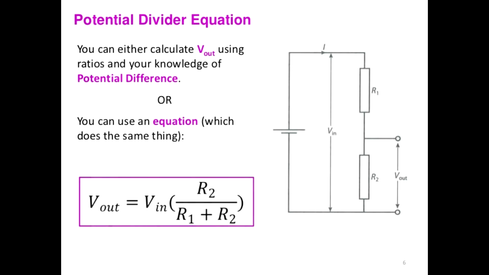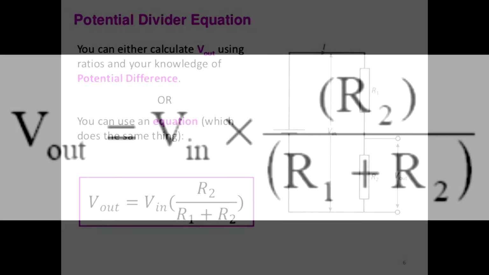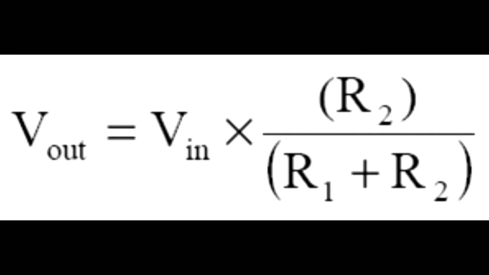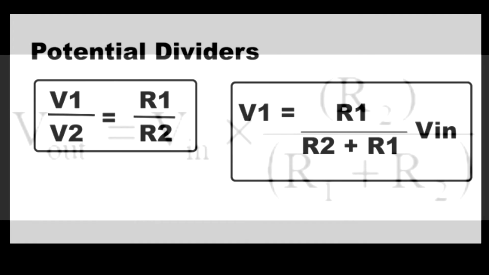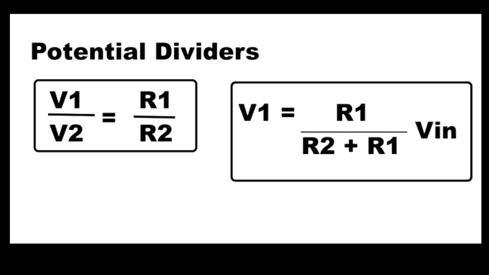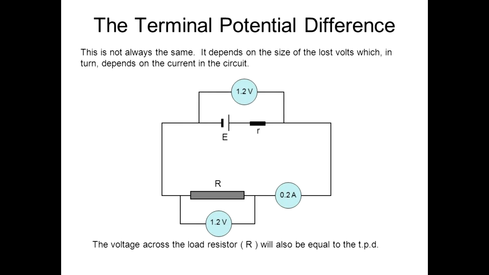Potential dividers are used to supply constant or variable potential difference from the power supply. Examples of these are LDRs and thermistors. There are two equations that you need to know. One of them is the potential difference out equals the potential difference in multiplied by the second resistor over the first resistor plus the second resistor. The second is that V1 over V2 equals R1 over R2. Also, the terminal potential difference is the amount of potential difference needed to stop the current.